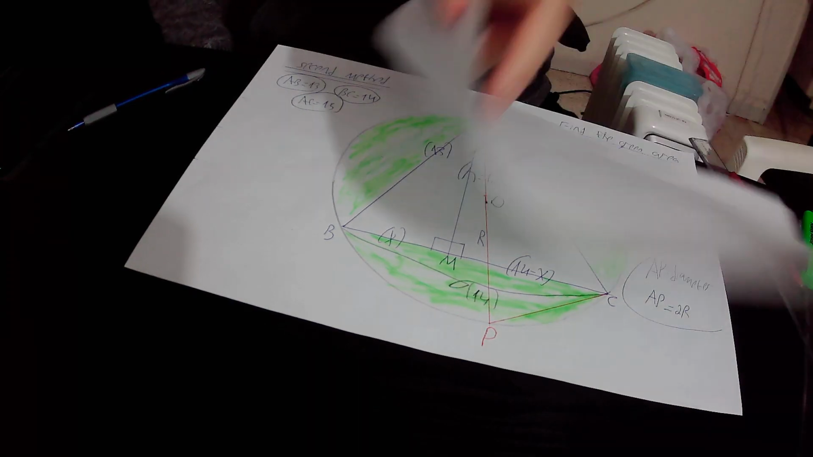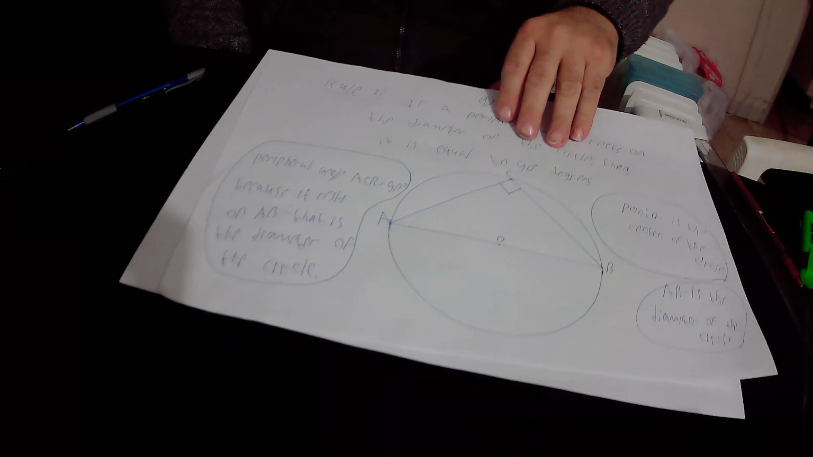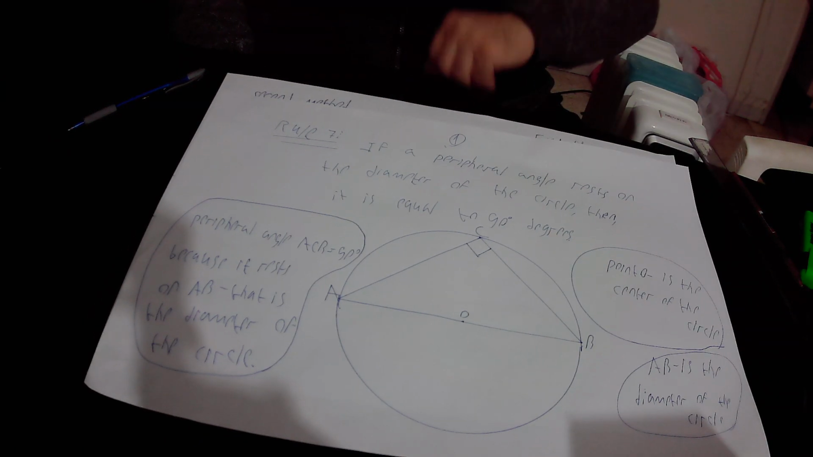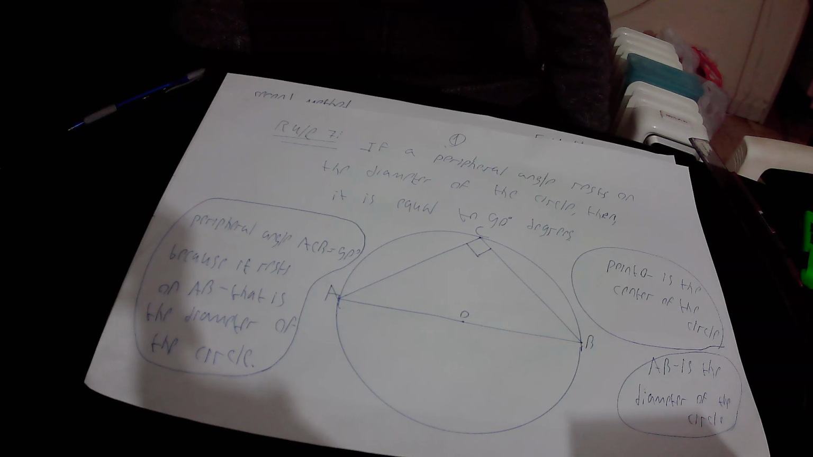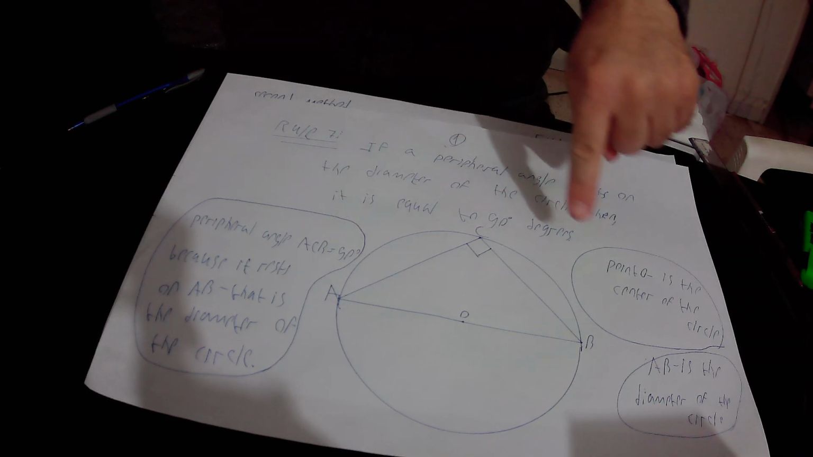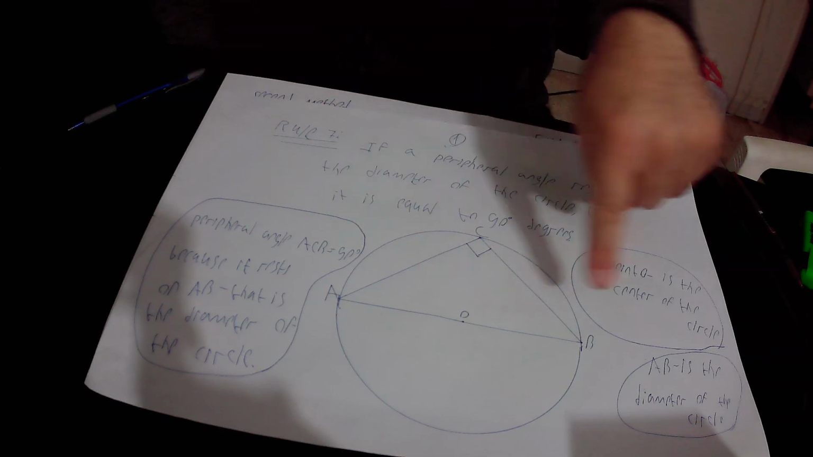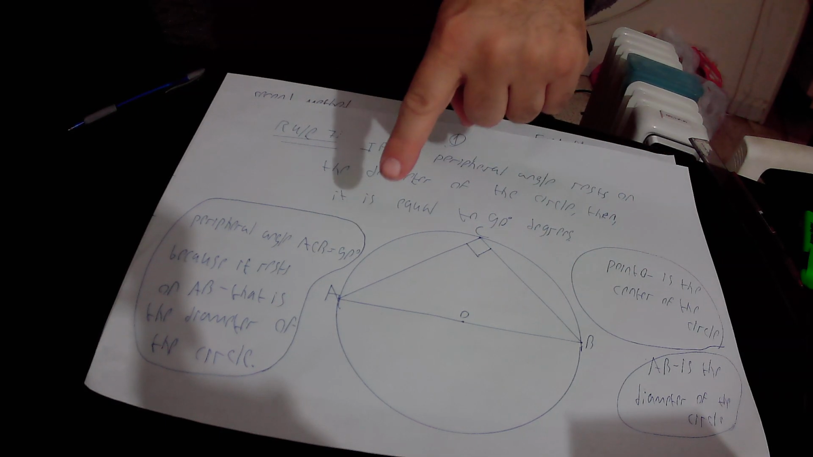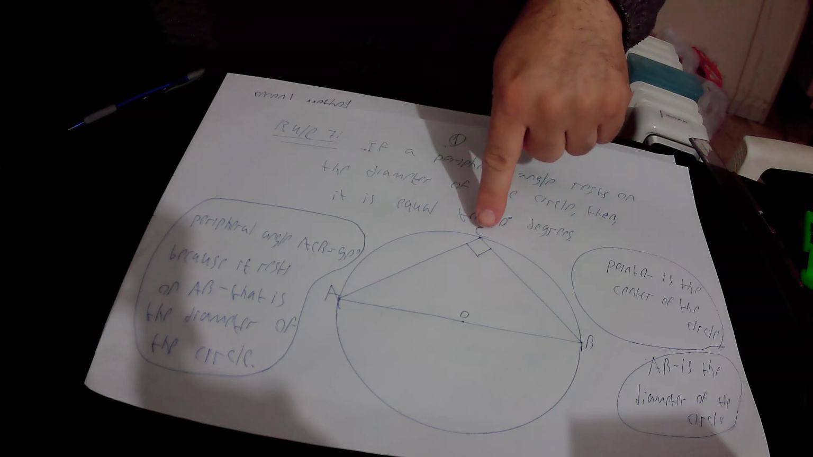I'll repeat rule number 7 again. According to rule number 7, if a peripheral angle rests on the diameter of the circle, then it is equal to 90 degrees. In the drawing, we have peripheral angle ACB that rests on AB, and AB is the diameter of the circle. Therefore, this peripheral angle ACB equals 90 degrees.